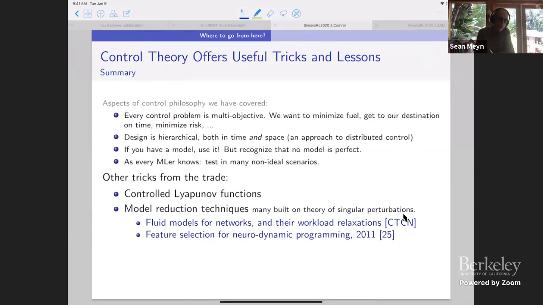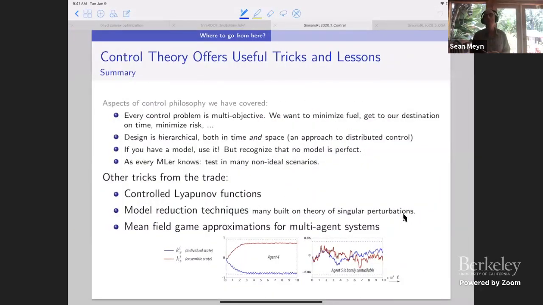So there's some other tricks of the trade. I didn't talk about control. The app and the functions, it's so close to RL, it's ridiculous. Google it. Model reduction techniques are a huge part of control. It's been a big part of my own research. Fluid models, and this model reduction leads to methods for feature selection. So I want a basis for approximate Q function, gain insight from a naive model to do so. And of course, mean field games are awesome as well. I won't get into that. This is advertising.